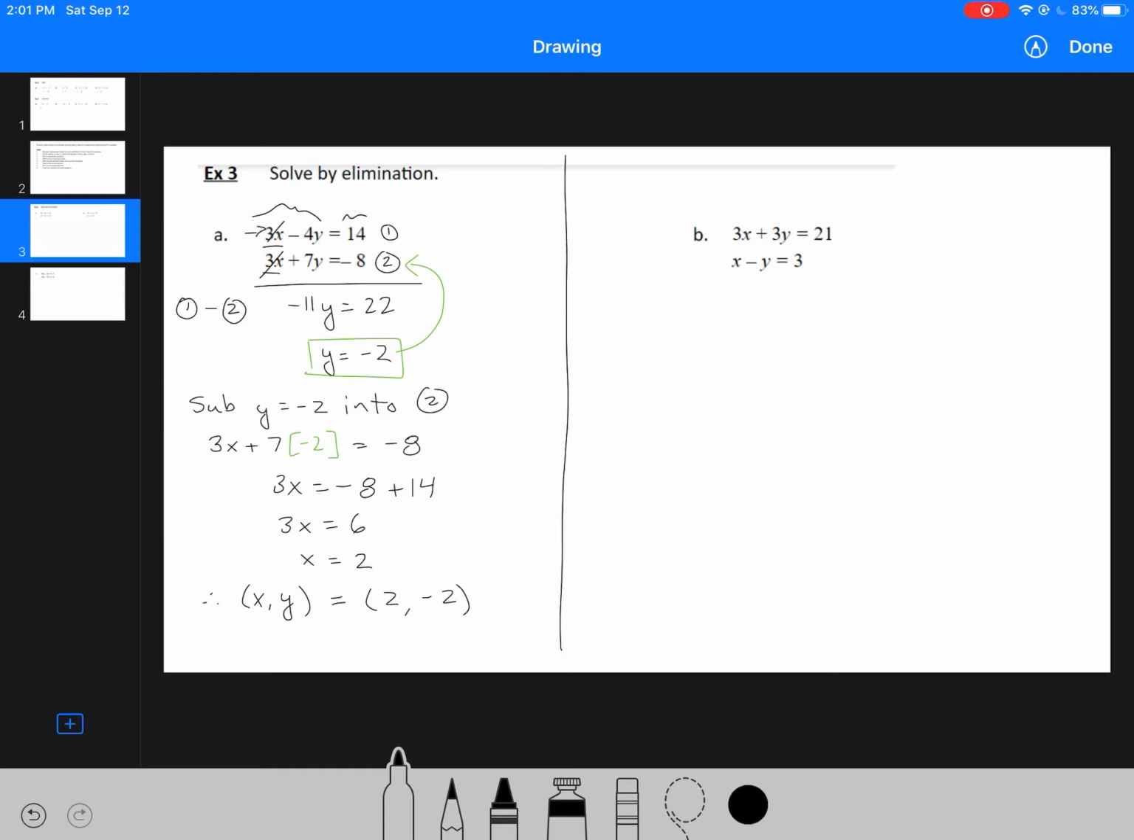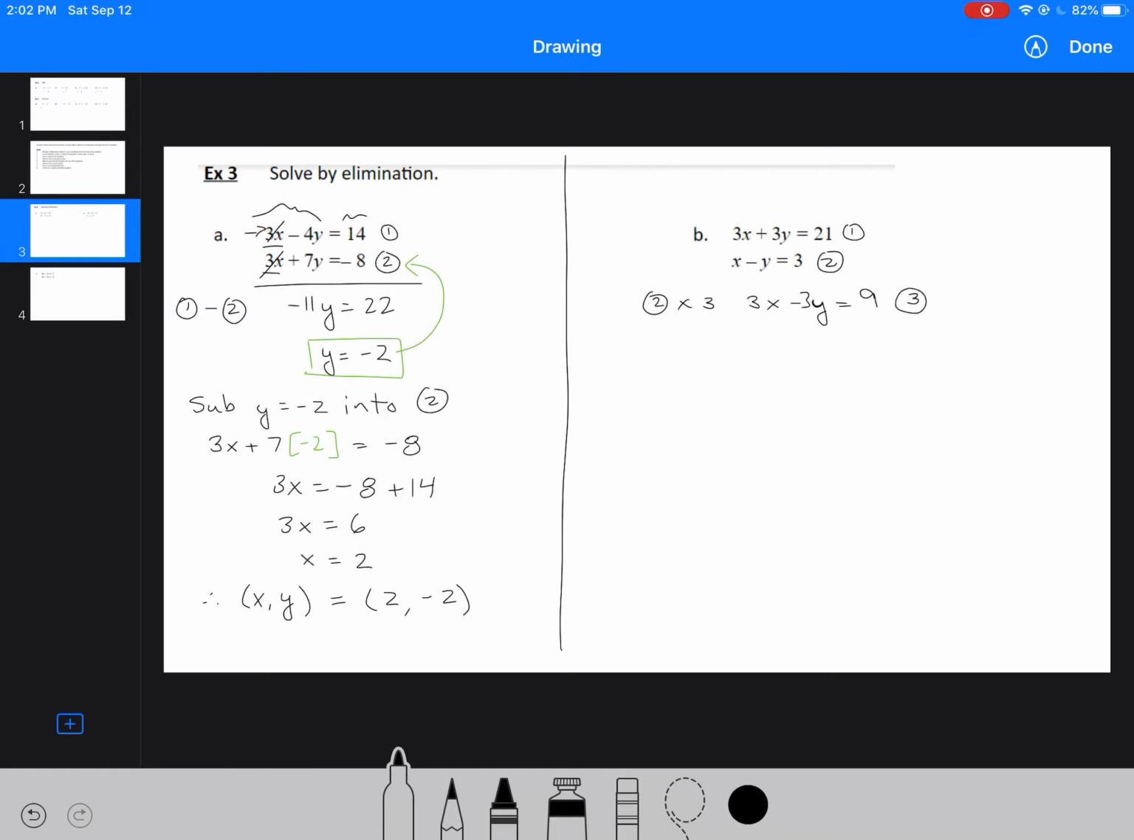Let's look at another example here. So I'm going to start off by labeling my equations again. And now I'm going to look, none of my coefficients match. So the first thing that I want to do is I'm going to multiply my second equation by 3. So now I've got a new equation, 3x minus 3y equals 9.